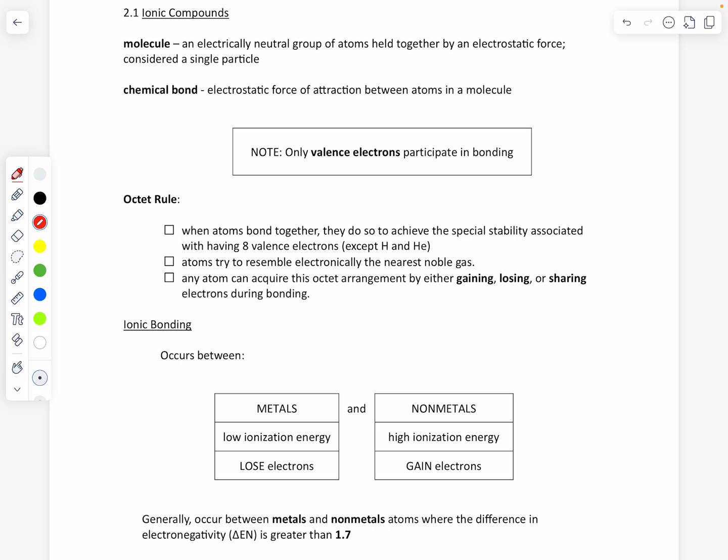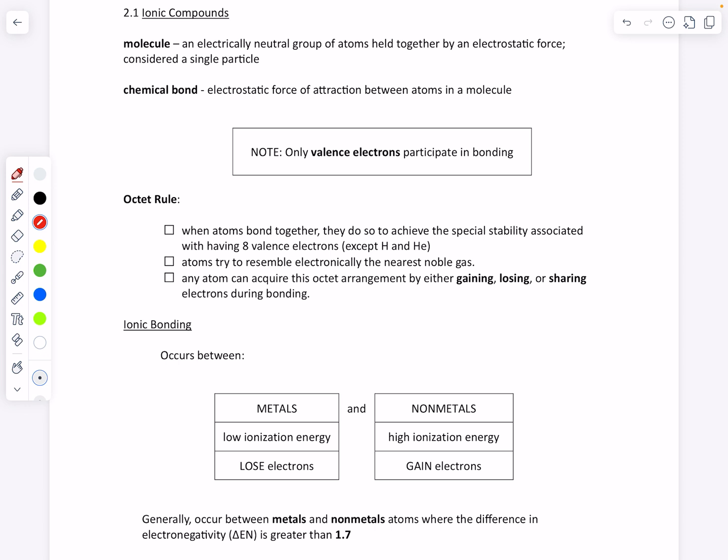In Chapter 2, we're going to take a look at compounds. We're going to start by looking at ionic compounds in Section 2.1. Remember that a molecule is an electrically neutral group of atoms held together by an electrostatic force and considered a single particle. A chemical bond is an electrostatic force of attraction between atoms in a molecule.